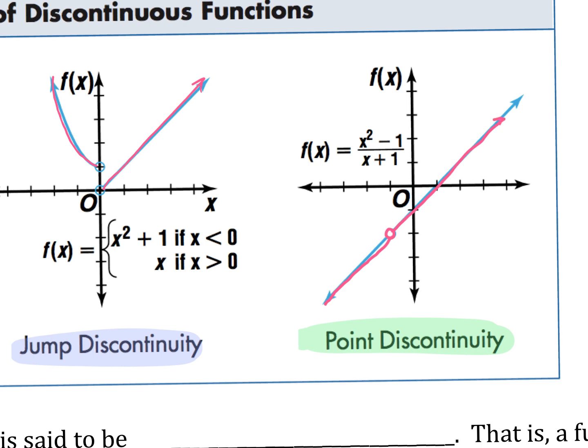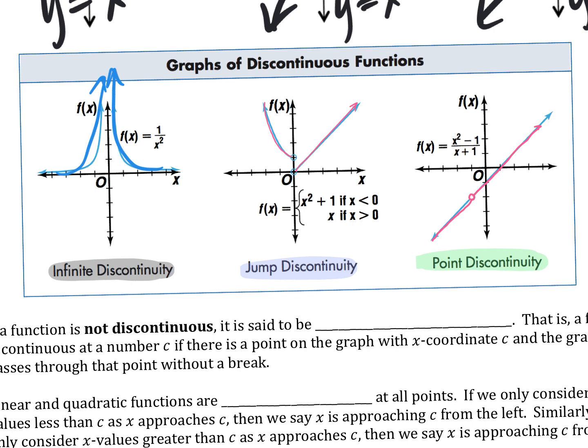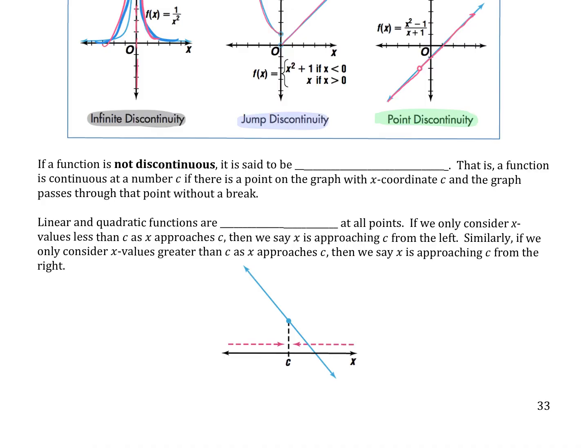So anything with a hole is going to be point discontinuity. Anything where we have to literally jump, it's pretty self-explanatory. And anything with a vertical asymptote, because that's what's going on here. We've got a vertical asymptote, so my Y values are going to infinity. That'd be infinite discontinuity.